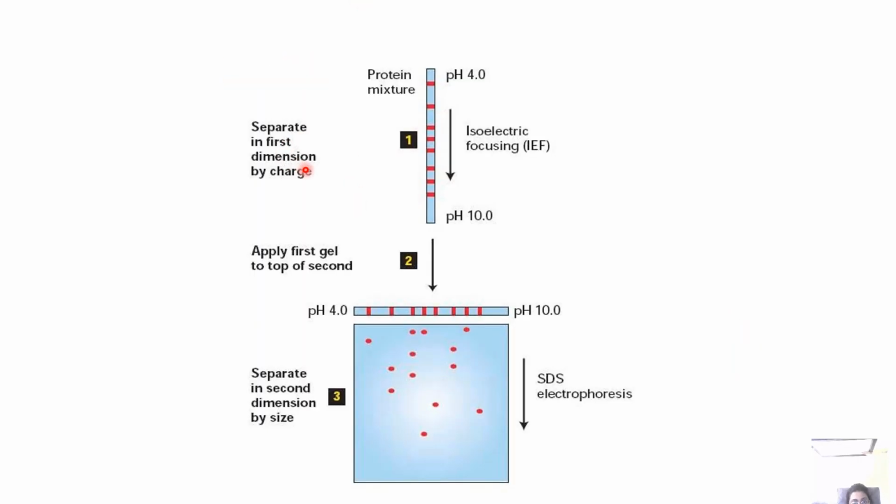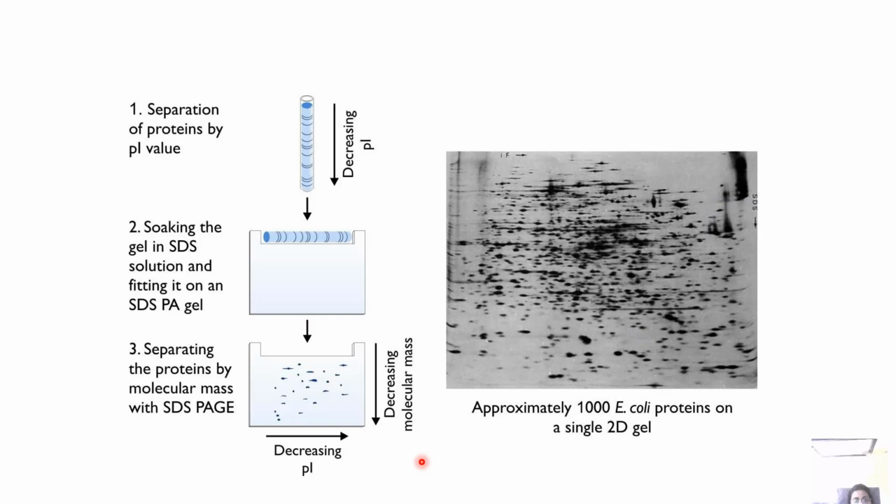First, separate in the first dimension by charge according to isoelectric focusing. The protein mixture is separated, so each protein will stop at the position where its pI, or isoelectric point, is. Then this will be turned in a different direction, and in the second dimension it will be separated by means of weight. It looks something like this. So, separation of proteins by the pI value, then soaking the gel in SDS solution and fitting it on an SDS polyacrylamide gel, separating the proteins by molecular mass with SDS-PAGE. So that is the decreasing molecular mass.